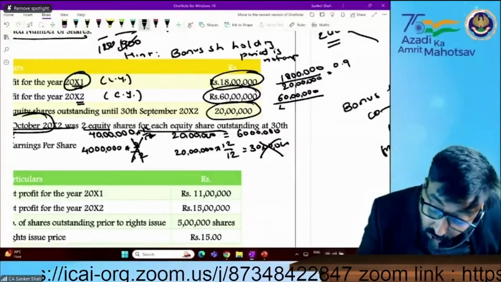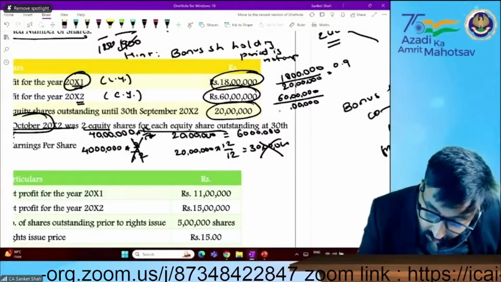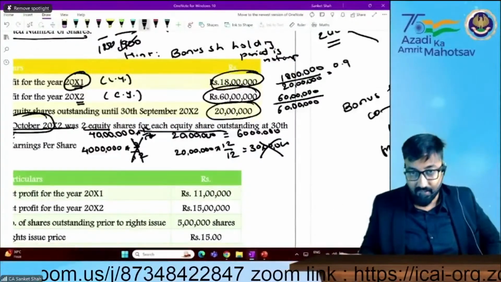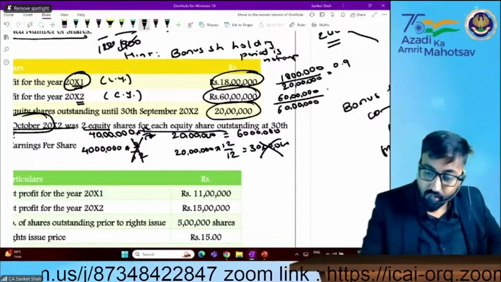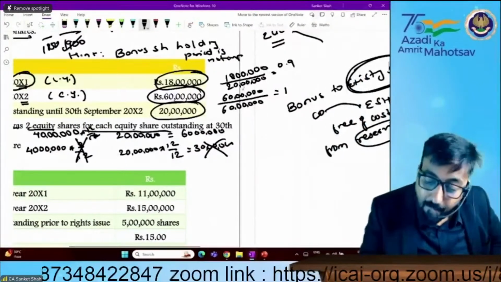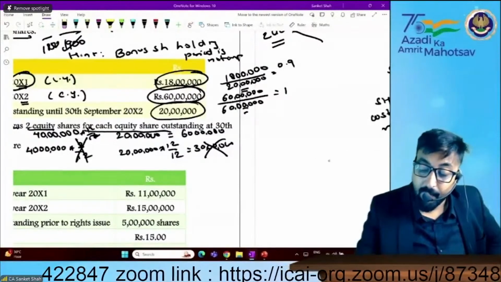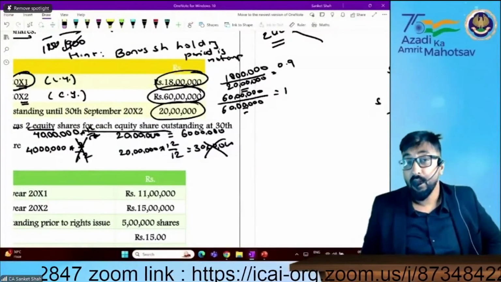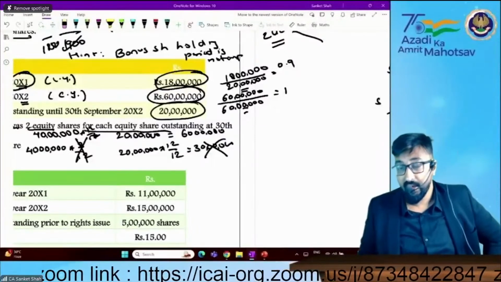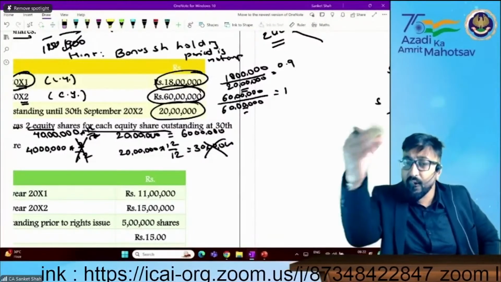And my total shares are now 60 lakhs. 20 lakhs past, 40 lakhs bonus. So 1 rupee. Is it comparable? Is it comparable? No. Sir, in the past you divide by 20 lakhs. In the current year you divide by 60 lakhs. It is not at all comparable, sir.